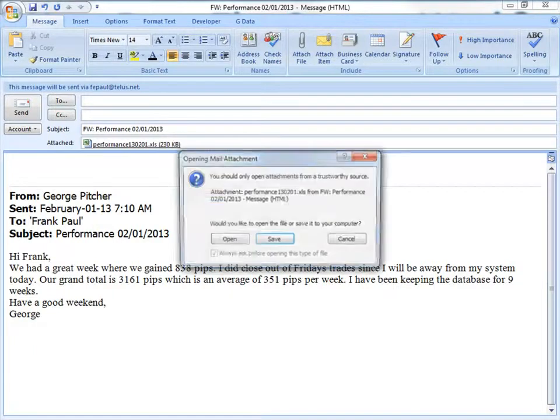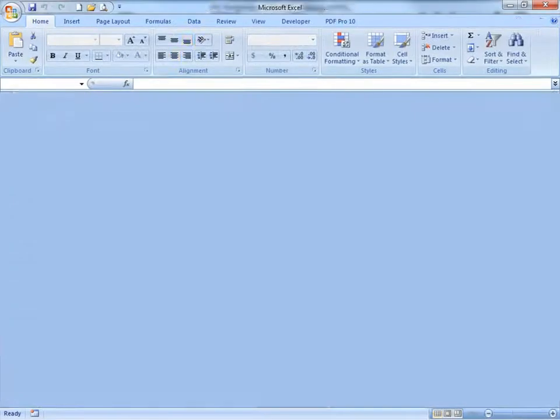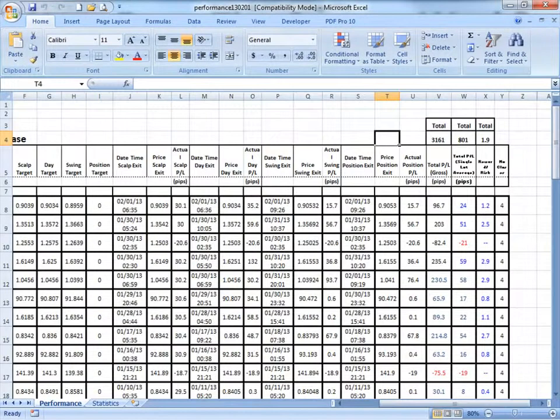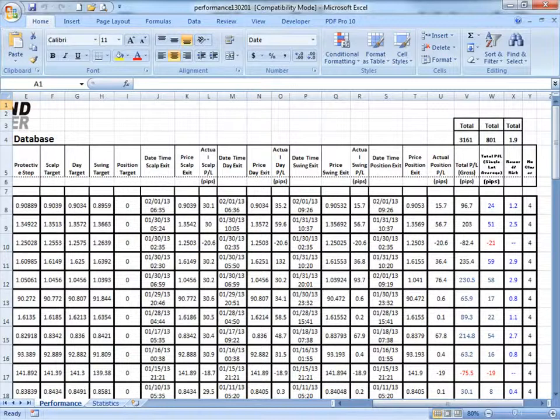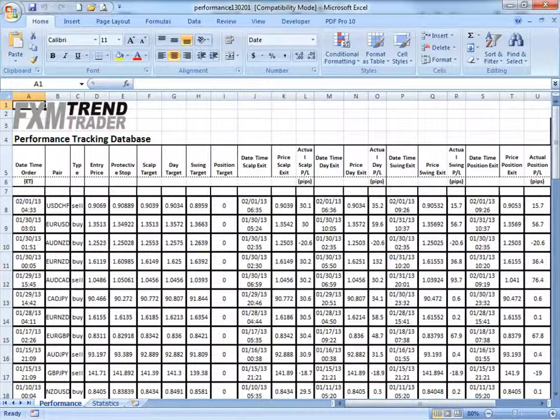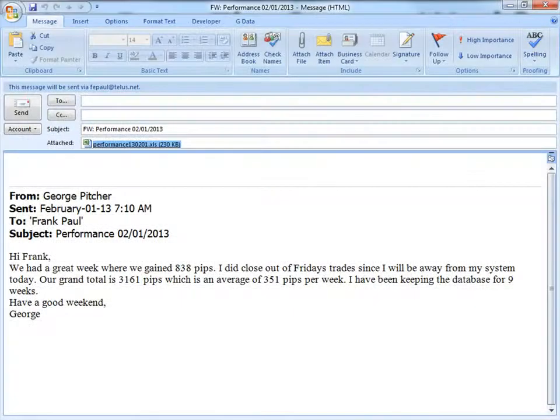And the Excel spreadsheet, which he's passed on to me here, represents the performance tracking that he keeps for us each week. He's trading this methodology in his account, and you can see that we've got 3,161 pips net showing at top here. And this spreadsheet is available in a slightly easier to view format in our members area of our website, so you can check out how we're doing there.